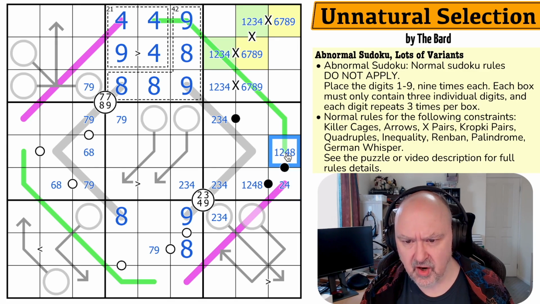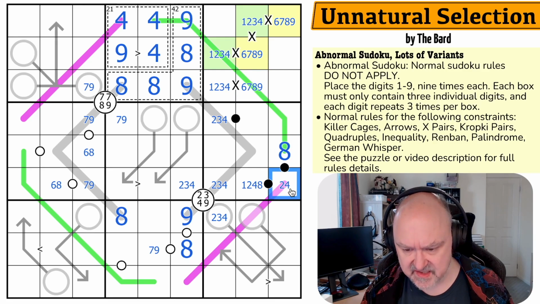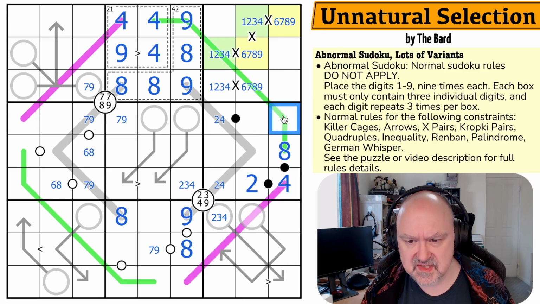But this has to be a high digit because of the alternating polarity along the German whispers. This is 8, 4, 2. And these are the 3 different digits. There's no 3 in any of those. Now, this is a low digit. This must be a 2 because it can only be from 2, 4, 8, but it must be at least 5 apart. So that's a 2.